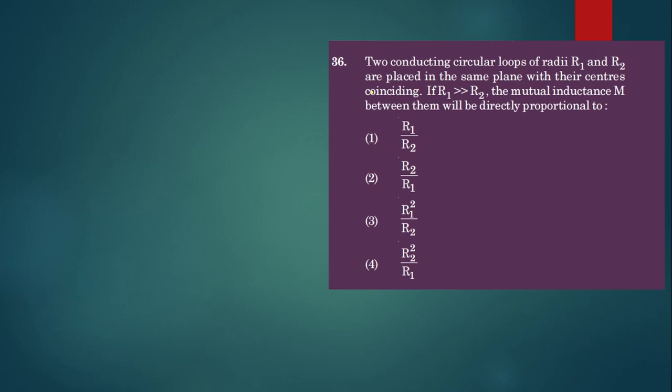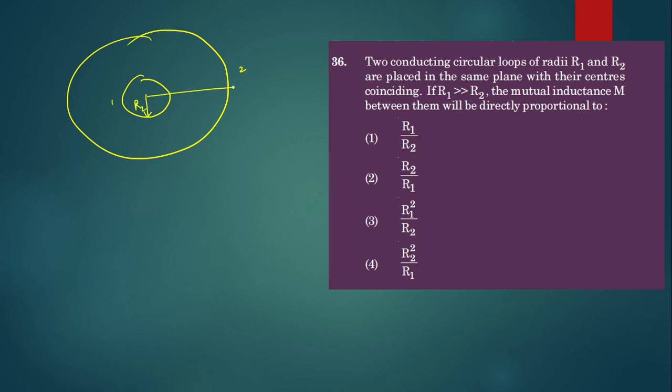This question says that there are 2 circular loops. Let's say this is loop 1 and this is loop 2, and the radii of the loops are, let's say, R2 and R1. This is R1. Now the question is, what is the mutual inductance between them?